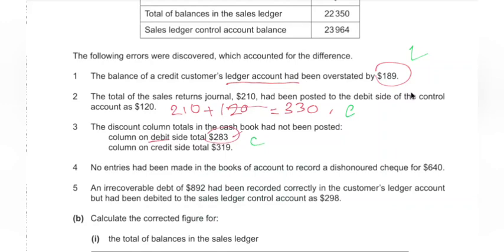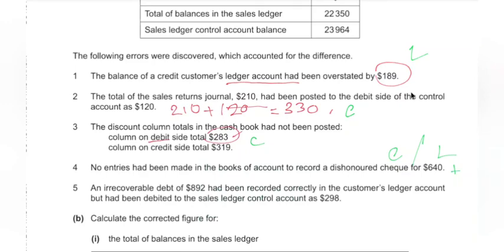Moving on, number 4, no entries had been made in the books of account to record a dishonored check for 640. Okay, so there is this dishonored check for 640 where a customer paid us the check, but this check has been dishonored. So now this will be affecting both your control account and your ledger account. So we'll have to increase both, and this dishonored check should be added to both of these totals.